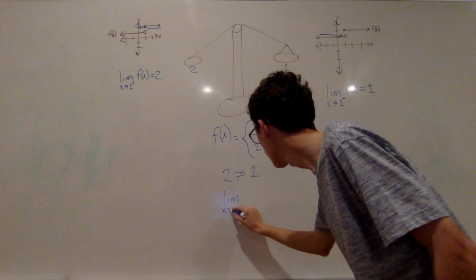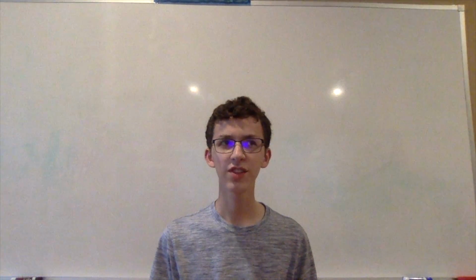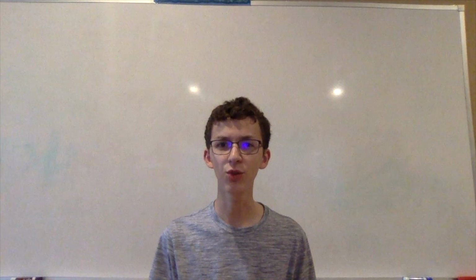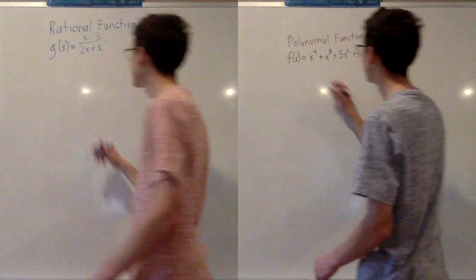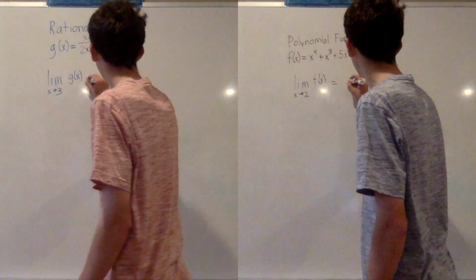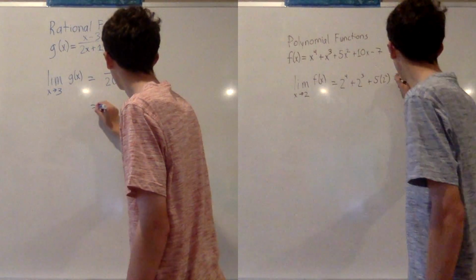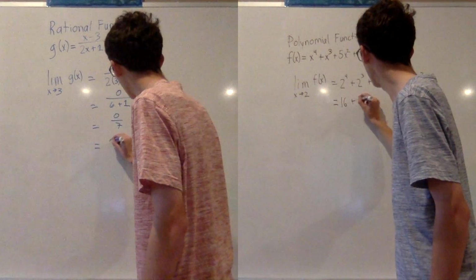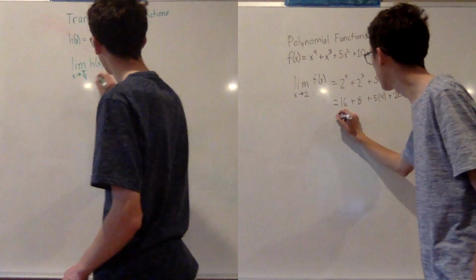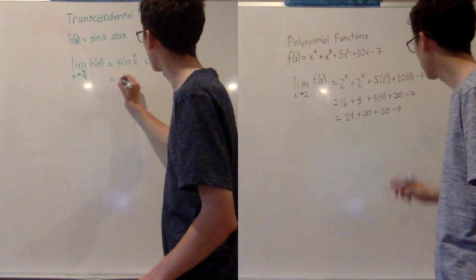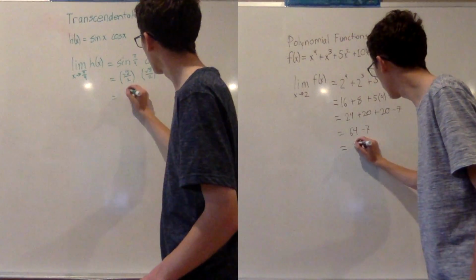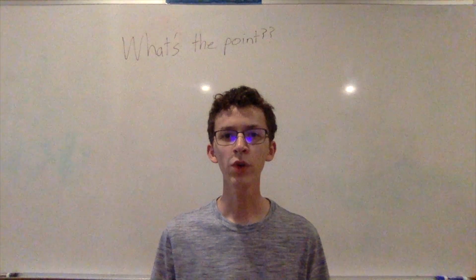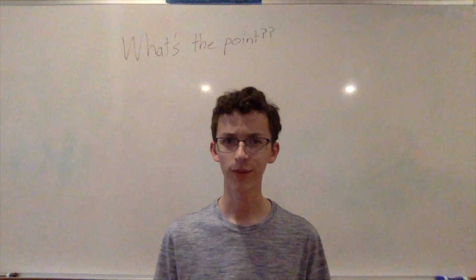No balance, no limit. A lot of functions that we use, however, don't have to deal with the one-sided limit problem. Polynomial, rational, and basic transcendental functions are continuous throughout all of x. That means that to find the limit at any point, we can just plug the input into the function. And there we go. So we now know how a limit works with functions.